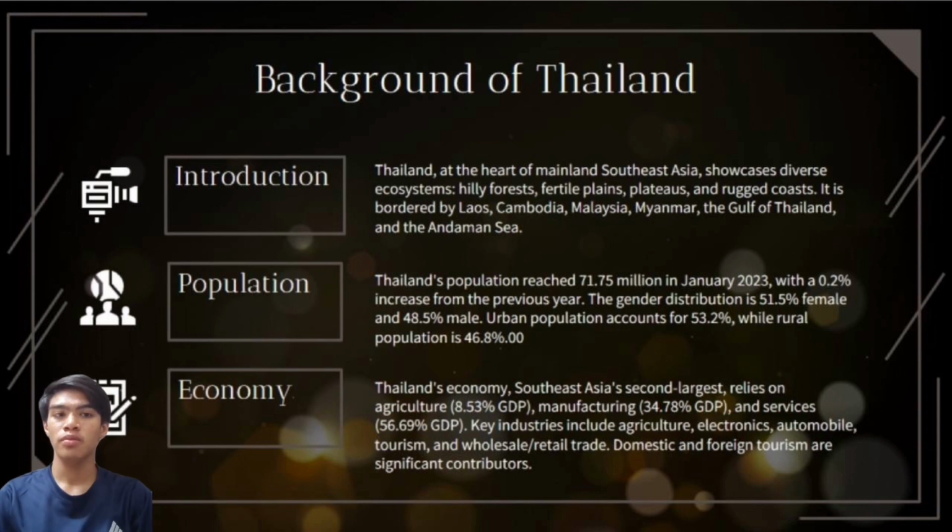Thailand's economy, which is the Southeast Asia's second largest, relies on agriculture, manufacturing, and services. Key industries include agriculture, electronics, automobile, tourism, and wholesale or retail trade. Domestic and foreign tourism are significant contributors.